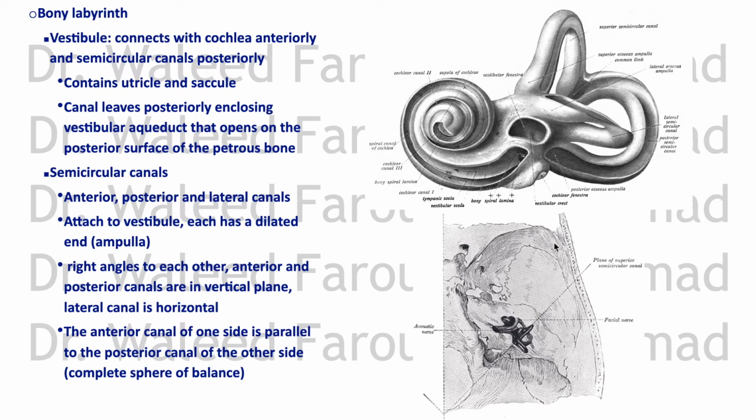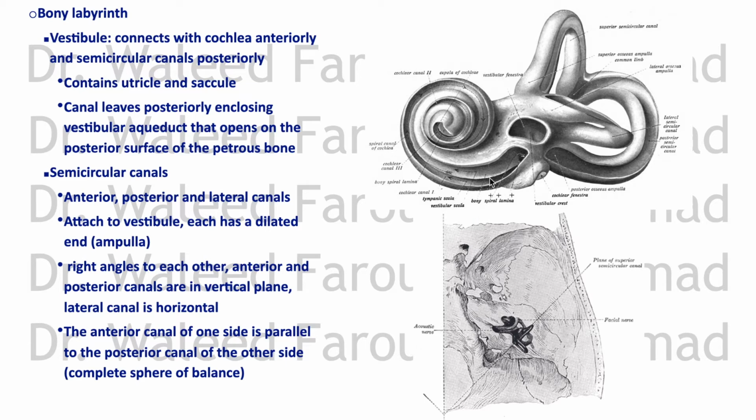vestibule, and it's put inside the skull in a way that, see, this is the anterior and posterior and lateral of the right side. The anterior of the right side is continuous with the posterior of the left side, and the anterior of the left side is continuous with the posterior of the right side, and the two lateral semicircular canals complement each other. So you are guaranteed this way to balance within 3 dimensions.